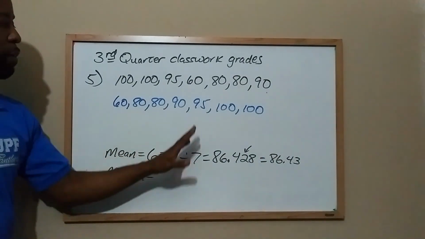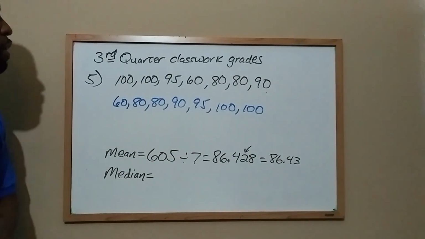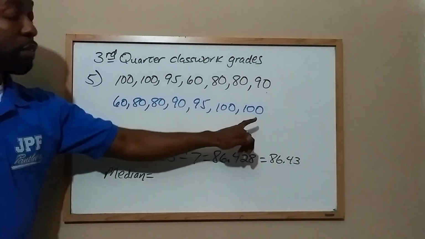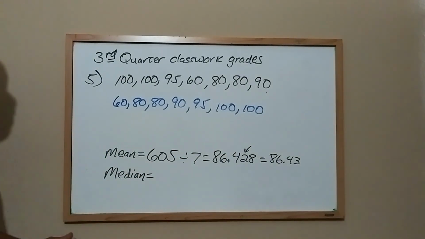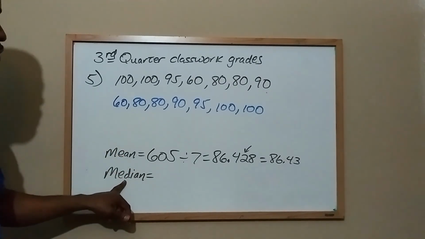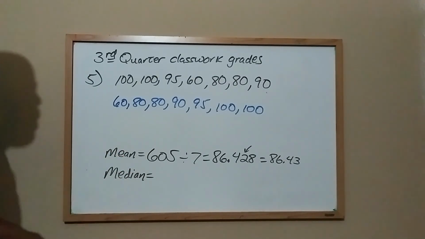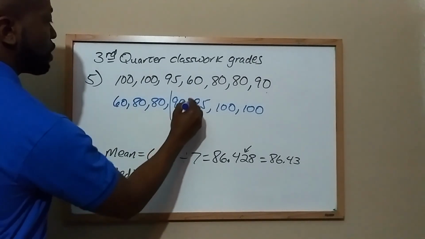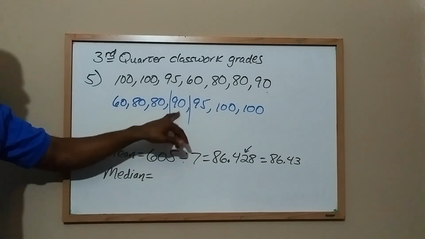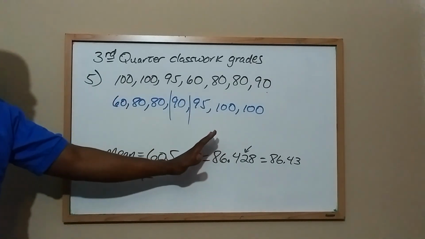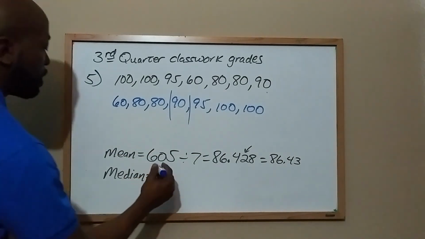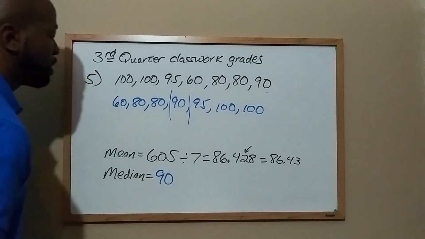So now my numbers are in order from least to greatest. Now I have seven grades. 1, 2, 3, 4, 5, 6, 7. 7 is an odd number. Since 7 is an odd number, I'm going to have one number in the middle to represent the median. And that one number is 90. So let's check and make sure that 90 is the correct middle number. I should have the same amount of numbers to the left of the 90 and to the right. 1, 2, 3 numbers to the left. 1, 2, 3 numbers to the right. So the median is 90.